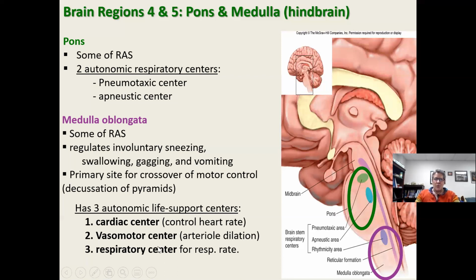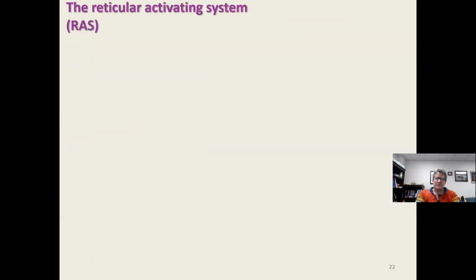And lastly, the respiratory center. This is what controls the pons. Okay, so this is your brain stem. So now that we've covered all the lower regions of the brain, not all, we've got the cerebellum left, let's talk about the reticular activating system.